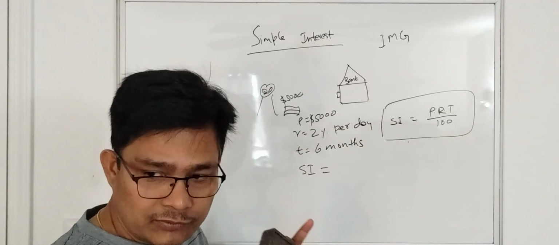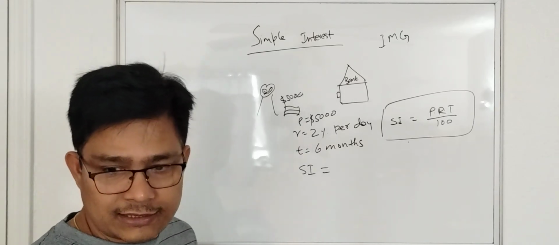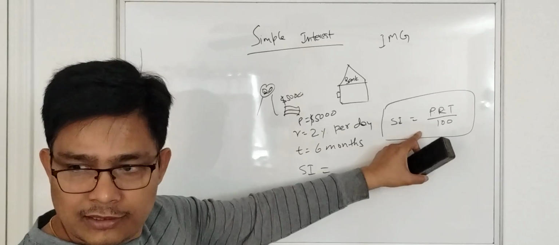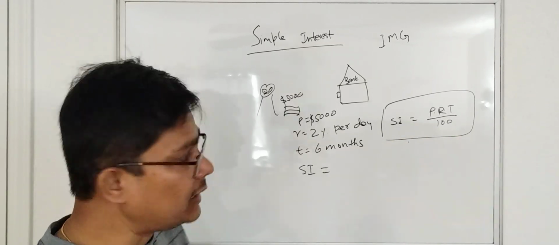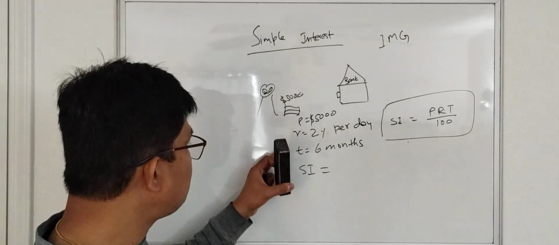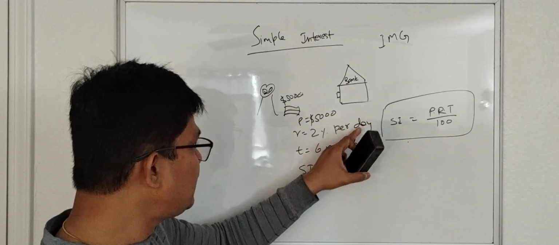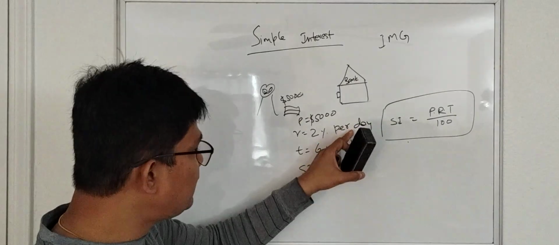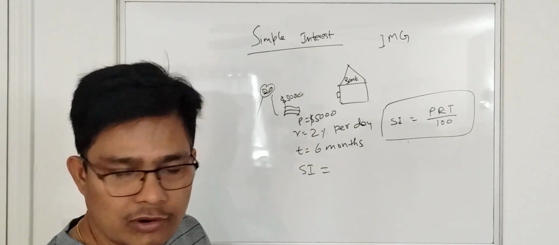Okay, always remember, if you don't convert, your answer will be wrong. This is the most critical thing, because this formula is very simple. PRT divided by 100. You will be given amount, you can just write all three values, divide by 100. But the critical thing is R and T should be represented in the same unit. If it is per day, it has to be day. If it's per year, it has to be year. If not, then you have to convert. Otherwise, you will get the wrong answer.